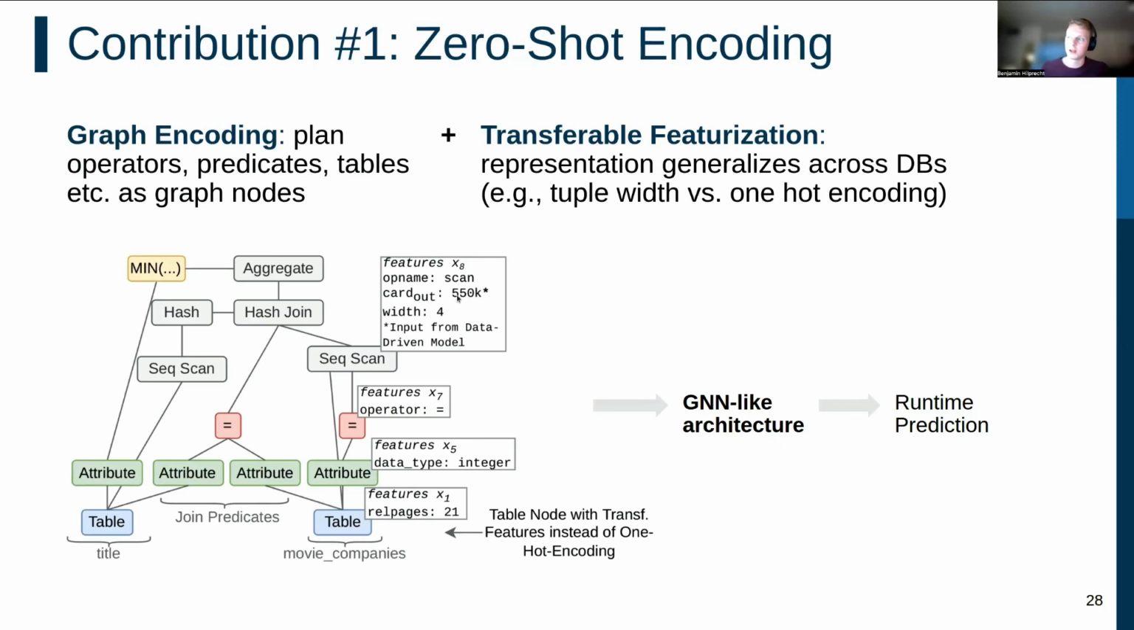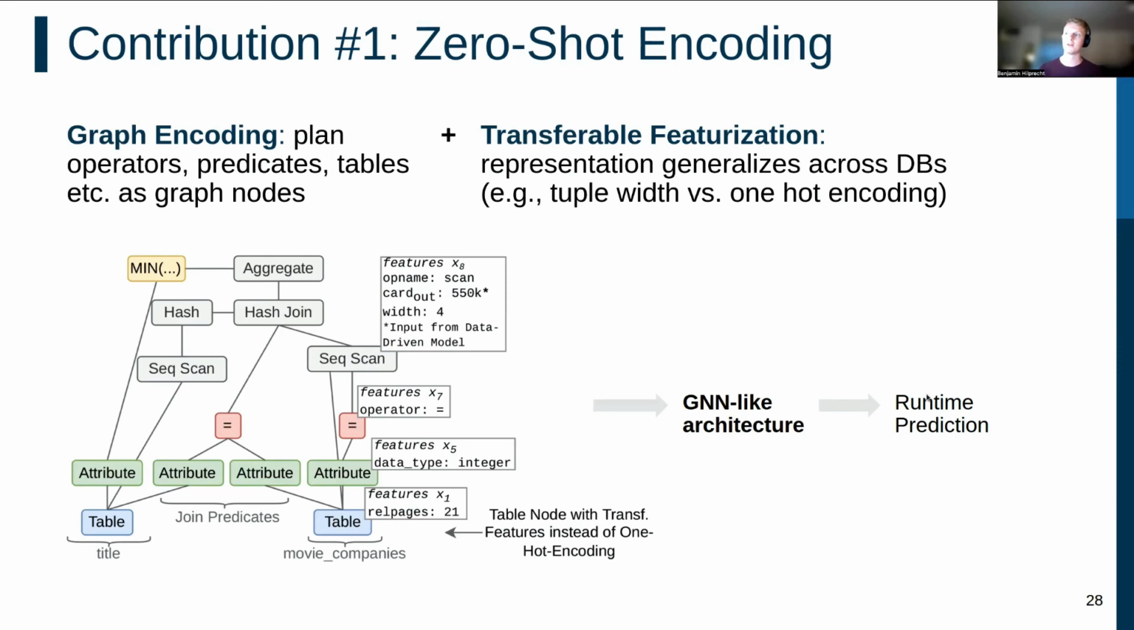And I said earlier, or Carsten said earlier, that data-driven models inform zero-shot models. And this is exactly how they inform zero-shot models. They basically take the intermediate cardinality estimates and use these as features. And this is how we can know how large certain intermediate result sizes are and how long certain queries will probably take. And now this is a graph, and now we use something that is very well established in machine learning literature, graph neural networks. We don't exactly use an existing architecture because we exploit that this is a DAG. So we use a specifically tailored architecture for directed acyclic graphs, but it's similar to a GNN, and then predict the runtime of an unseen query.